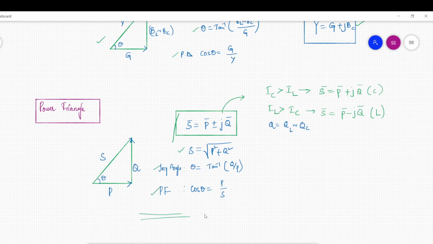So this is about the steady state analysis of series and parallel RLC circuits. In the next class we will be doing some problems on this.